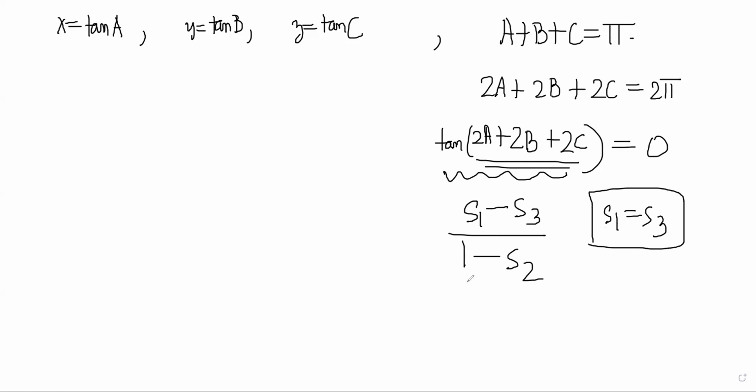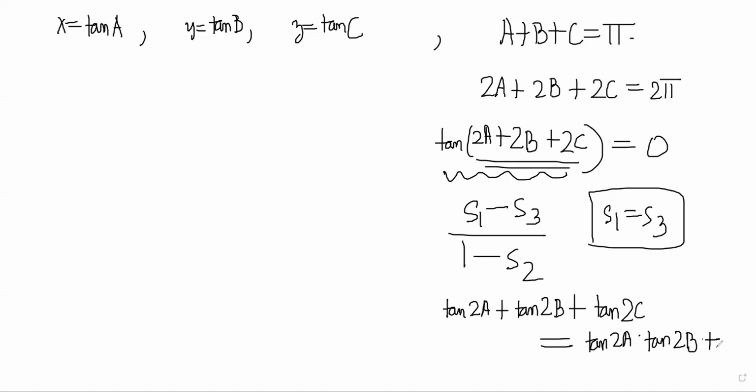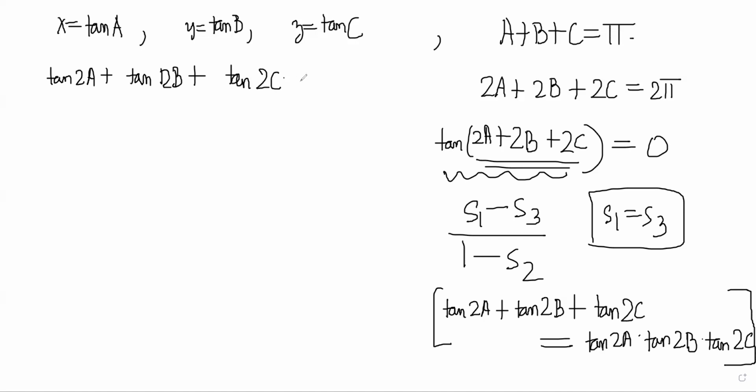Yes, sir. Basically, we get the result that S1, which will be tan 2A plus tan 2B plus tan 2C, right? Must be equal to S3, which is tan 2A into tan 2B into tan 2C, right? Yes, sir. Do you understand how this is coming? Yes, sir. So this is the result that will help us prove the question, because now we have proved that tan 2A plus tan 2B plus tan 2C is equal to tan 2A times tan 2B times tan 2C.